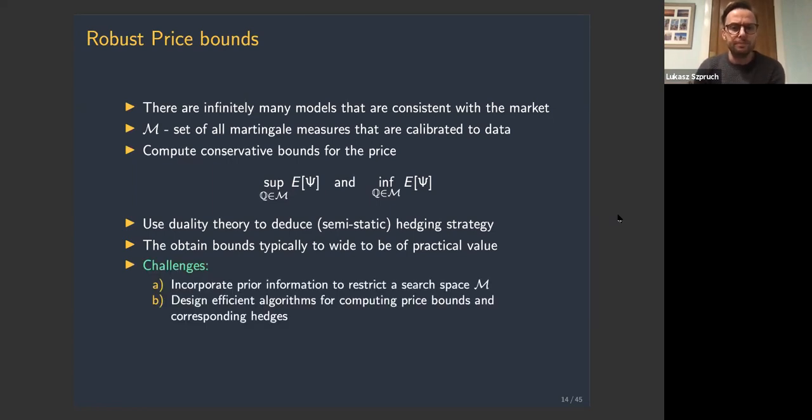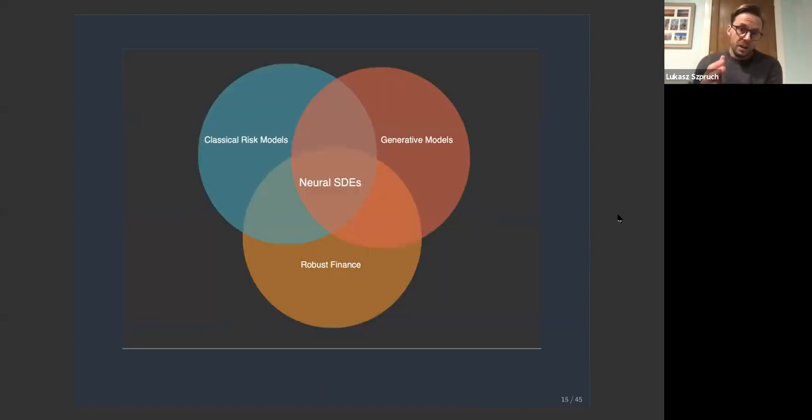And so they're not always practical. So of course, the natural idea is that instead of working with all possible models that could calibrate to data, we could restrict the space M. And then we would like to do that in such a way that it's easy to search for the model that is calibrated to data. So the model that we presented, I think, that can do that is this neural SDE. I think it falls as an intersection of classical modeling, generative models, and some elements of robust finance.